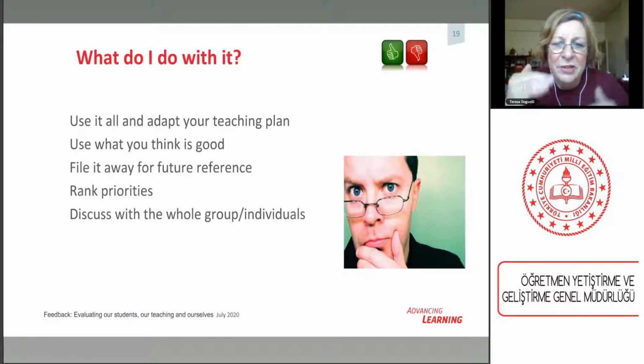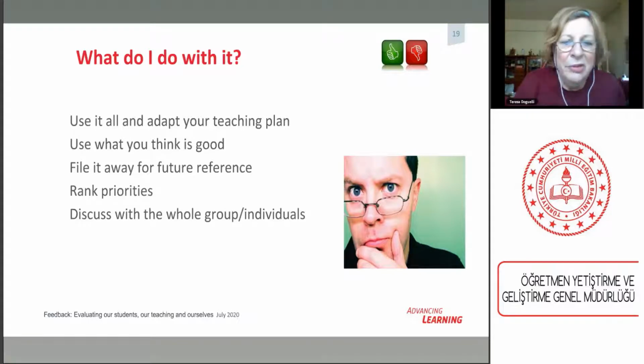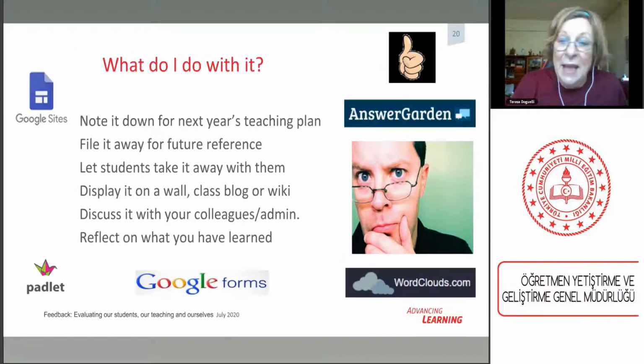Again, you can prioritize and decide what is more important or not, or you can keep coming back and discussing it with the students further. And again, you can either do this on paper, on the wall, or you can use technology and keep all the feedback online in the cloud.